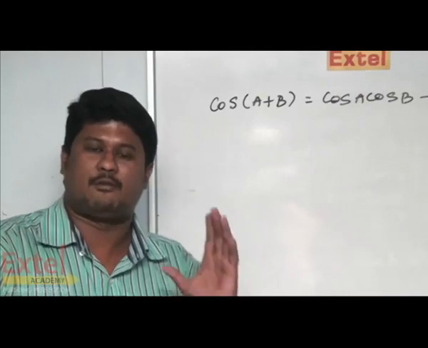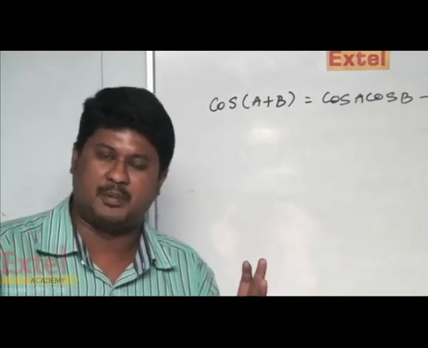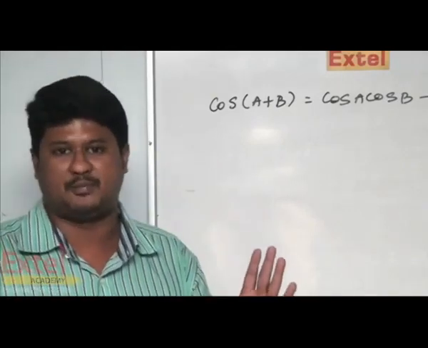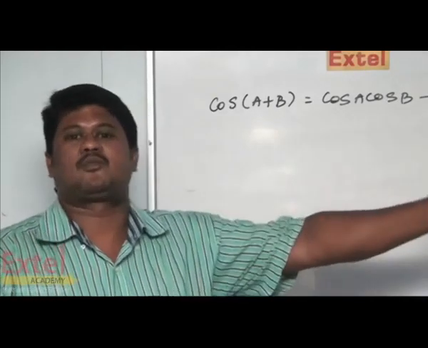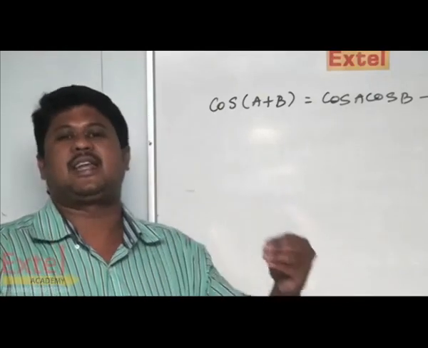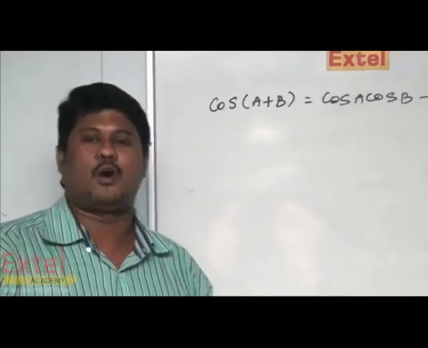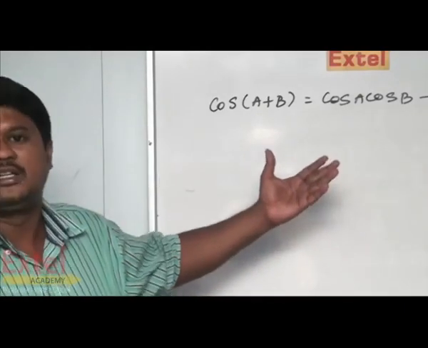I told you that we have four problems like this. One is cos(A plus B), another one is cos(A minus B). If it is cos(A plus B) or cos(A minus B), that comes under the dot product; you have to use the dot product method. If it is sin(A plus B) or sin(A minus B), you have to use the vector product method. Now how are we going to solve this problem?